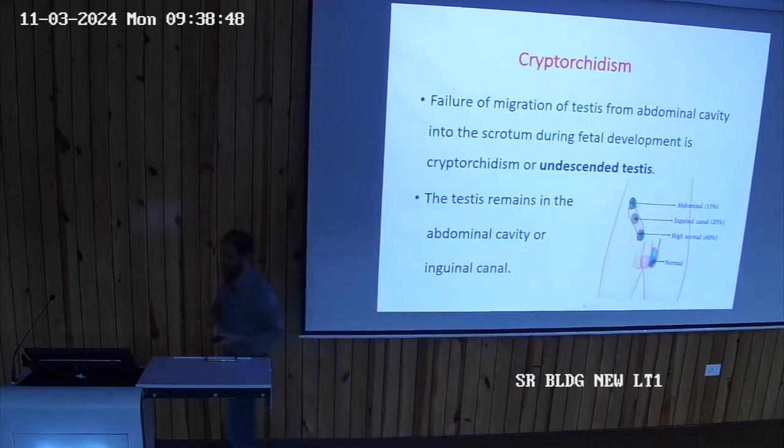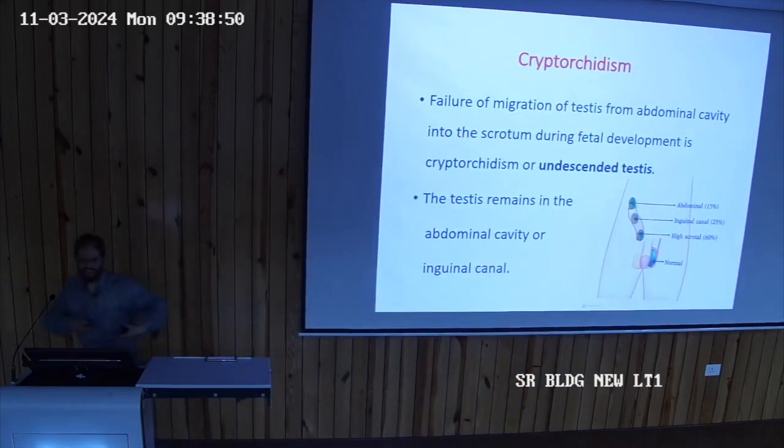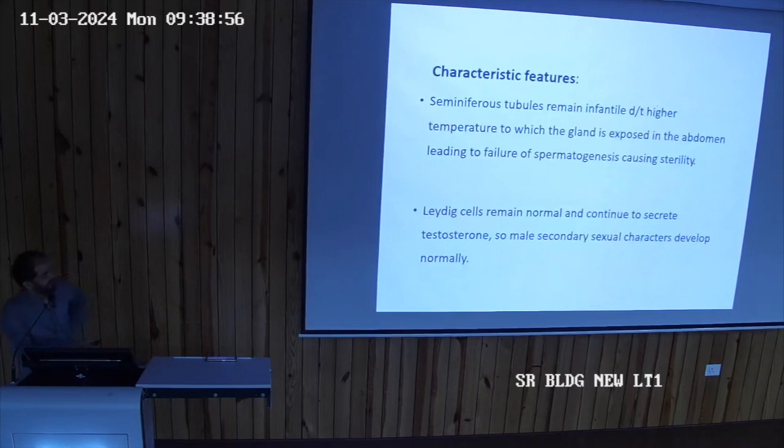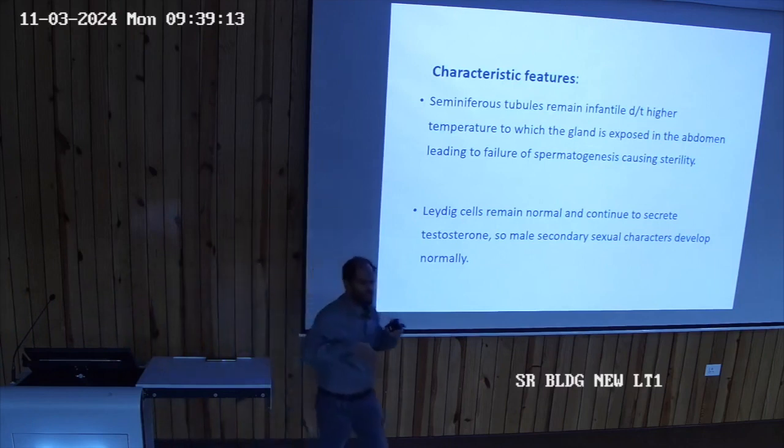Okay, so what is the treatment, what will be done for this? Obviously we can give some testosterone from outside, isn't it? So what features will we find in this? Seminiferous tubules will be immature, infantile. Why will the seminiferous tubules remain infantile? Spermatogenesis will decrease. Why is it so?